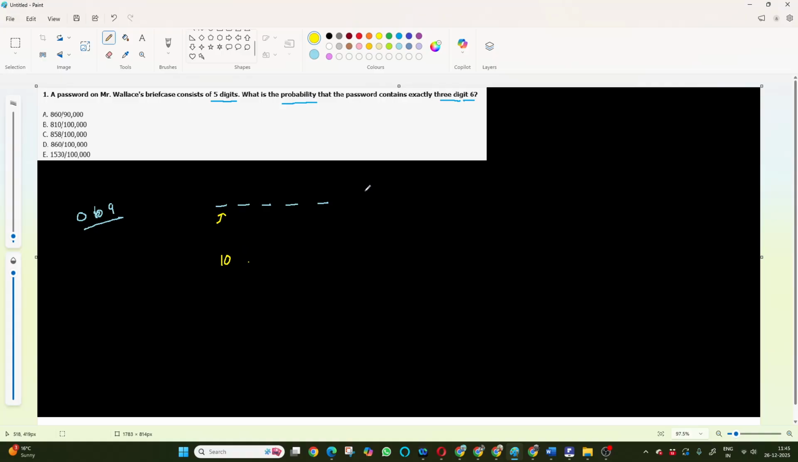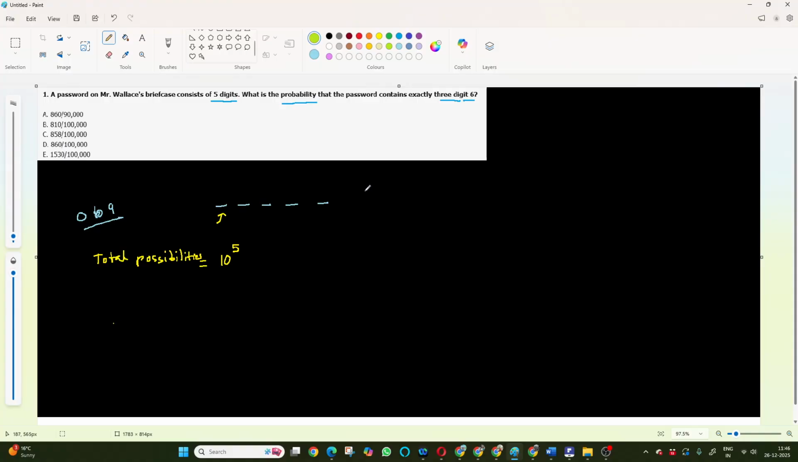So basically, the total number of possibilities for a password is 10 into 10 into 10 into 10 into 10, 5 times. So that becomes 10 to the power 5. So this is our total possibilities.